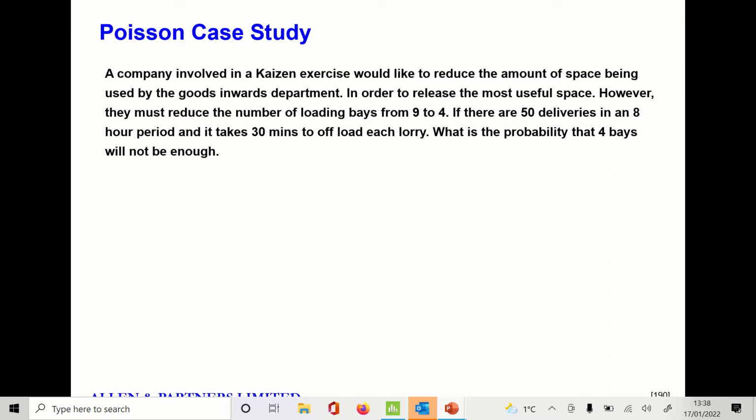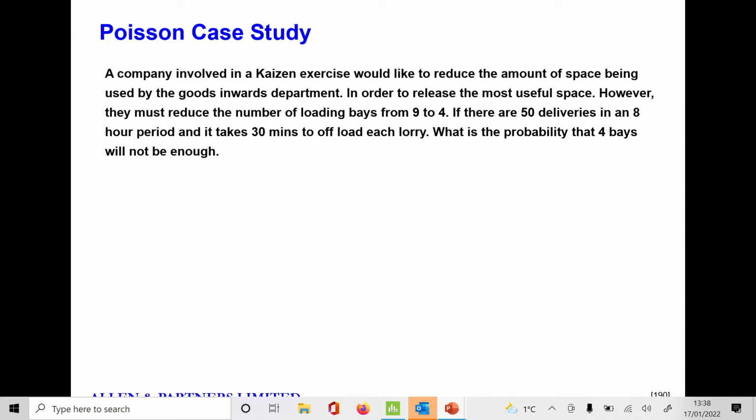So a company is involved in a Kaizen exercise and they would like to reduce the amount of space being used by the goods inwards department. In order to release the most useful space, however, they must reduce the number of loading bays from 9 that they currently have to 4.